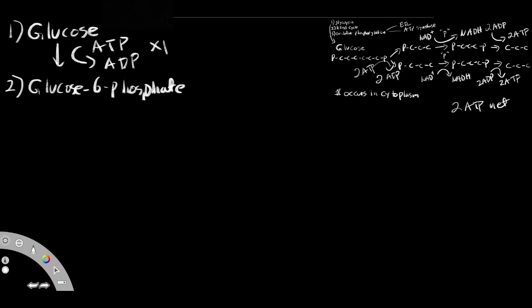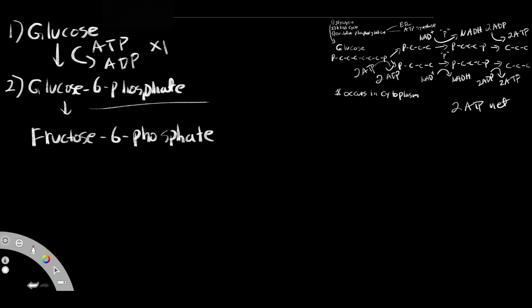Now we eventually get to our next phase, okay? So this is still going to be part of step 2, okay? But this becomes now fructose 6-phosphate. Why do we want this to occur? To make this readily cleavable, okay? So it's readily cleavable this way.